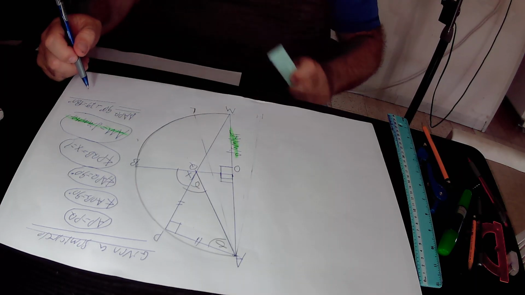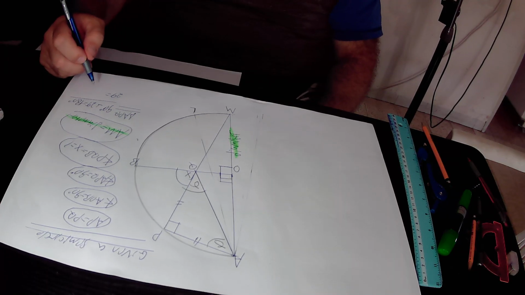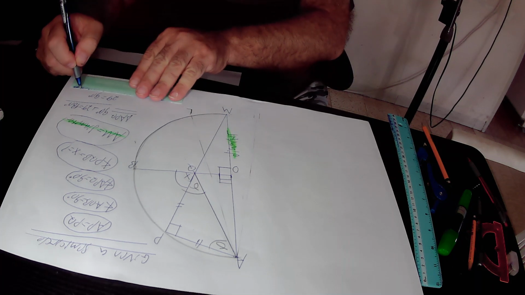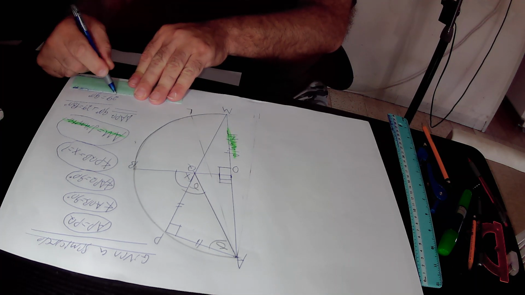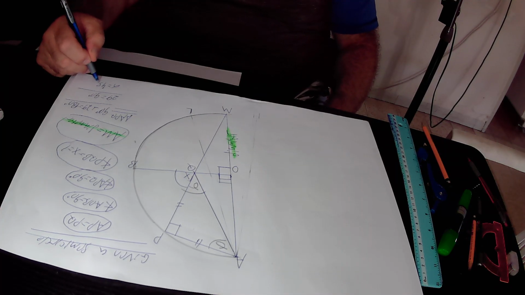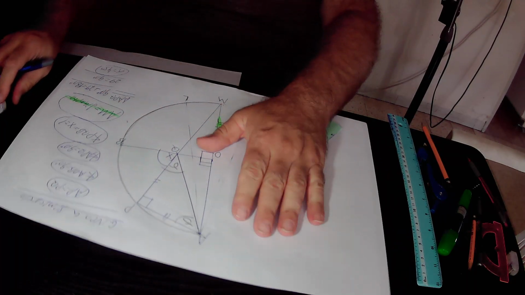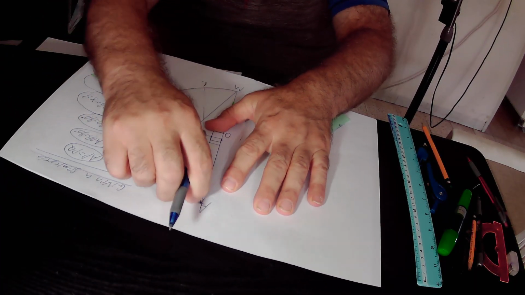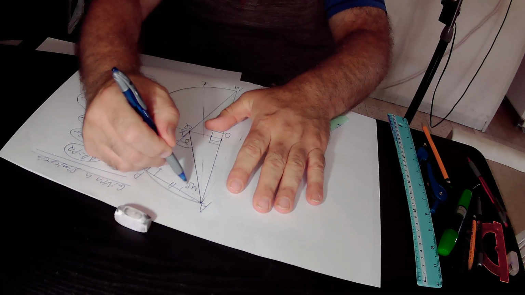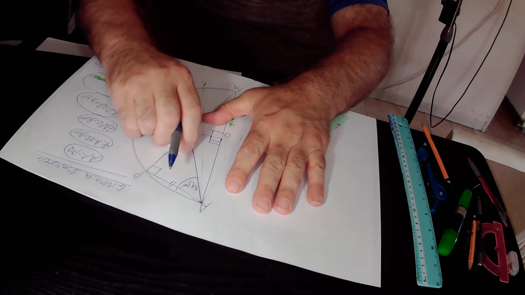Here we subtract 90 degrees from this equation and we get that 2 alpha equals 180 degrees minus 90 degrees, which is 90 degrees. Then we divide this equation by 2 and get that angle alpha equals 90 degrees over 2, which is 45 degrees. So this is angle alpha, which equals 45 degrees, and this is also angle alpha, which equals 45 degrees.